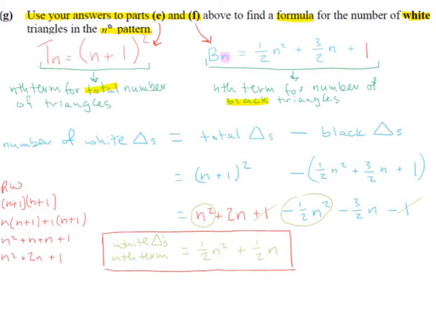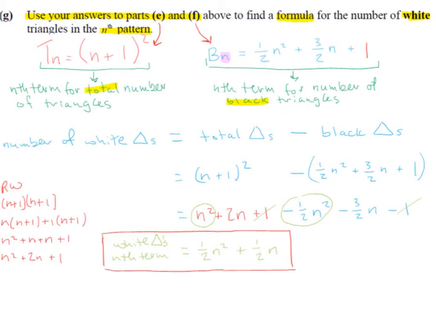And if we want to figure out the number of white triangles, it's the total number of triangles minus the black triangles. And that will leave us with the number of white triangles. Likewise, let's say we were actually looking for the number of black triangles. It would be the total number of triangles minus the white triangles. So we've got the total number of triangles, which is n plus 1 squared, minus the black triangles, which is a half n squared plus 3 over 2n plus 1.